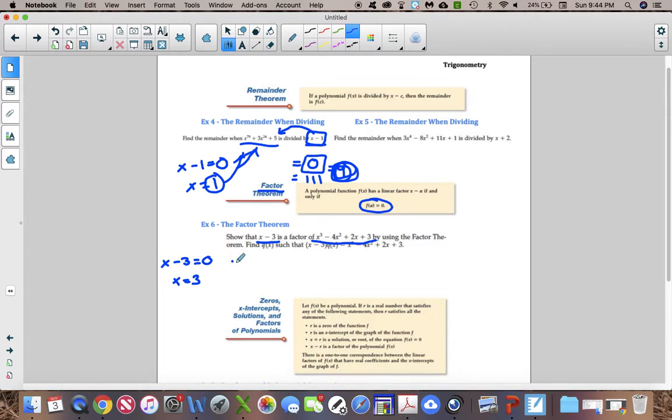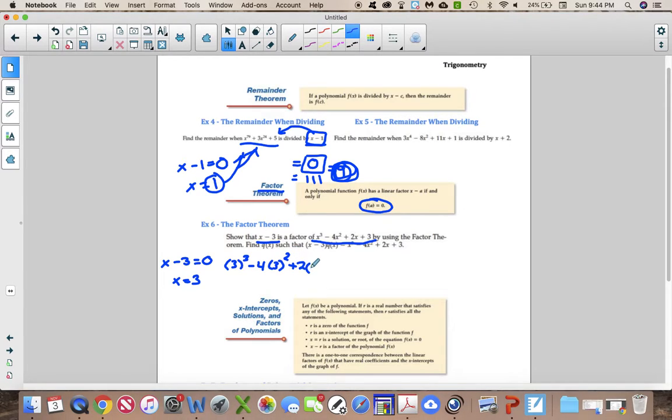So 3 cubed minus 4 times 3 squared plus 2 times 3. And again, we're looking for this number to be 0 if it is a factor, and they're telling us that it is a factor. They're just saying show why. So our work is basically the answer to this. Our answer is in the work.